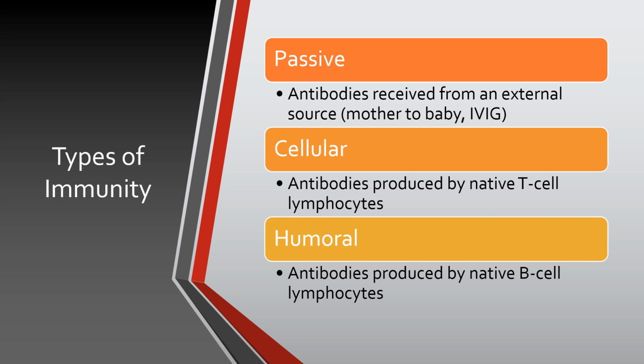Cellular immunity is when antibodies are produced by native T cell lymphocytes. And humoral immunity is when antibodies are produced by native B cell lymphocytes. So I'm not going to be super specific, but I want you to be familiar with the different types of immunities that we have.